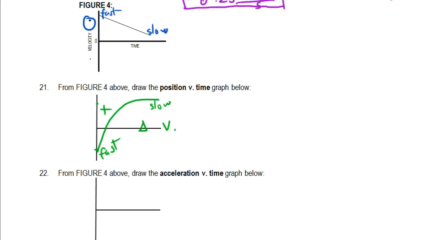Okay? Now let's look at this. What do I have here? I've got a velocity versus time graph that has a negative slope. That means for acceleration, positive, negative, I got to be below, and I'm straight like that. Okay? So that's how we do 22.